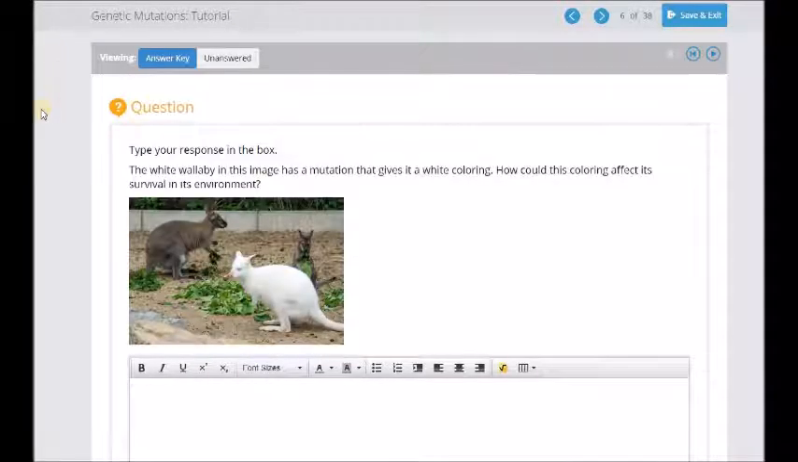Let's talk about the previous question. I can't show you the previous question because as the teacher, it always gives me the answer, and I already know the answer. But the question was, are genetic mutations always bad? So, first of all, let's take a look at that question. Are genetic mutations always bad?